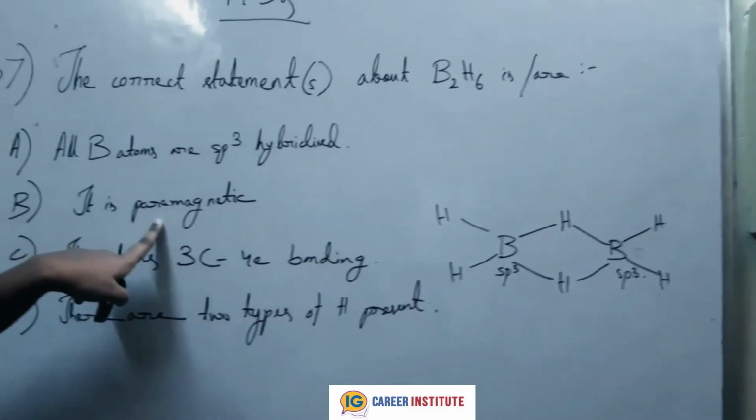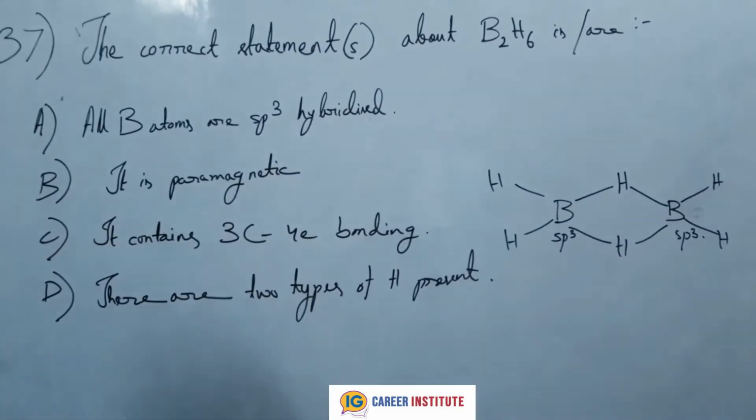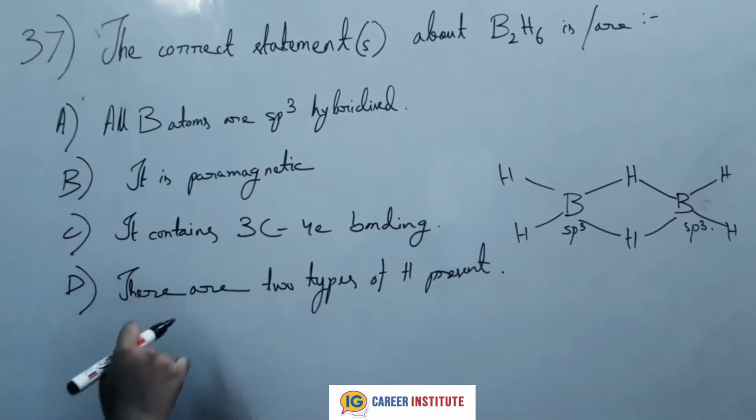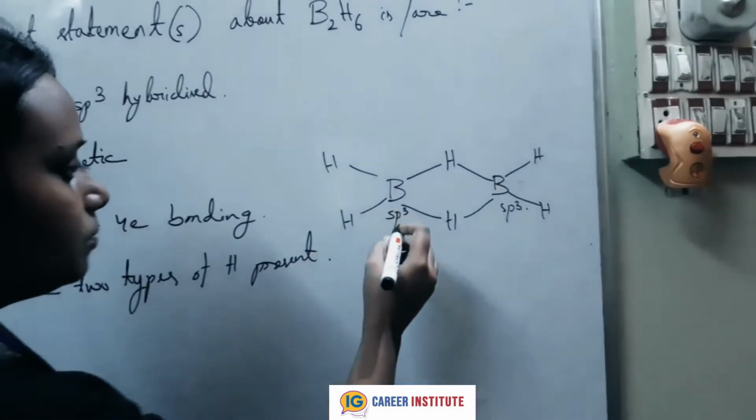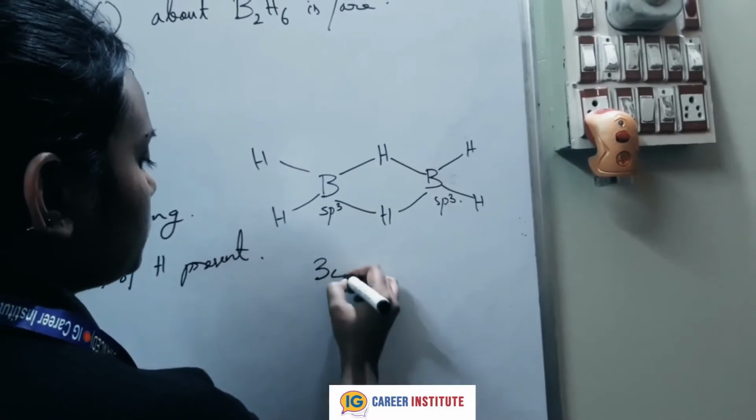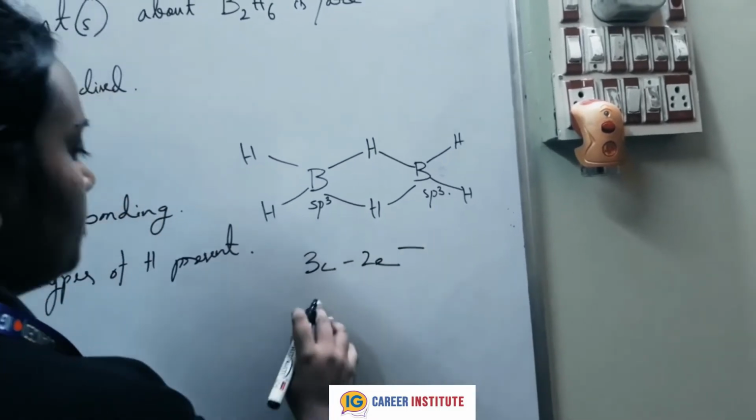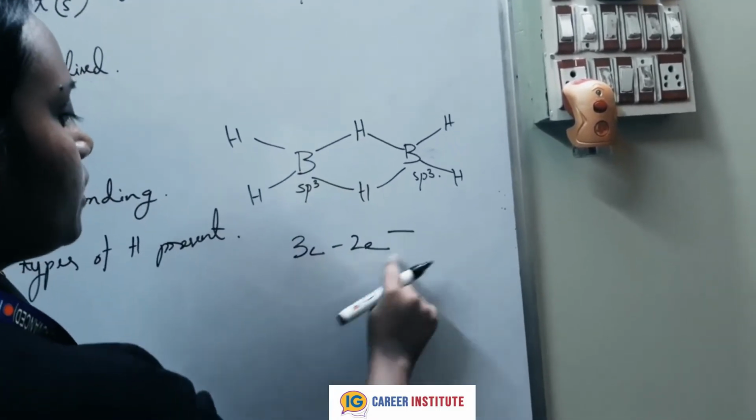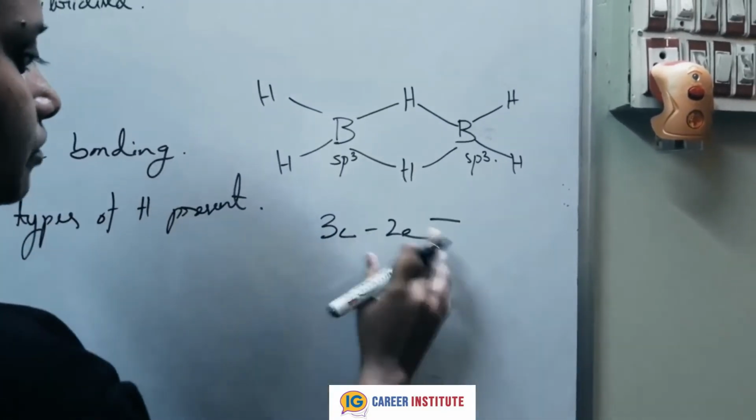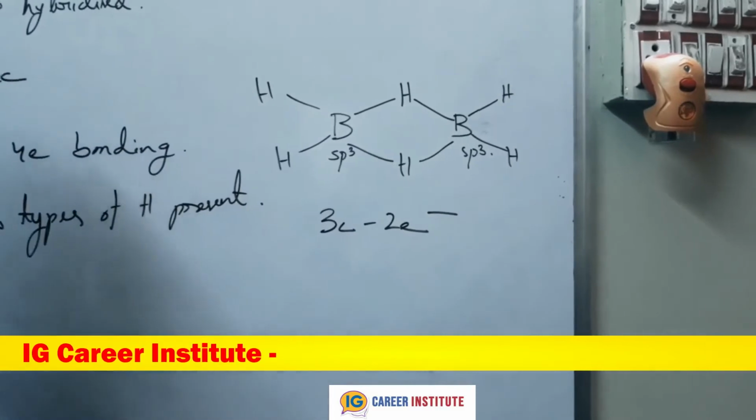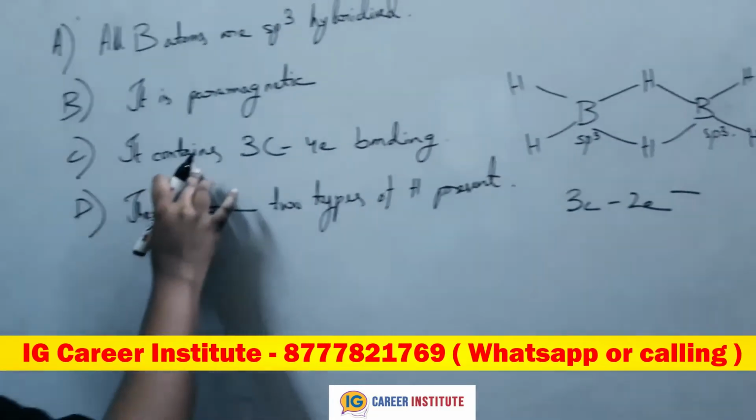So see here, the option B is given paramagnetic, so it is wrong. Option B is not correct. Next it is given it contains 3-centered 4-electron bonding. Basically boron and hydrogen form 3-centered 2-electron bonding, because 3 centers are involved and there are 2 electrons that are resulting in the formation of this bond. So 3-centered 2-electron bonding is present, so this option is also wrong.